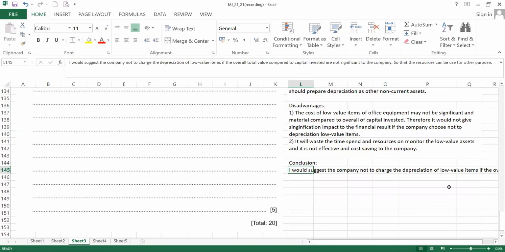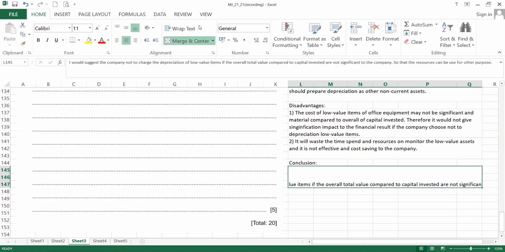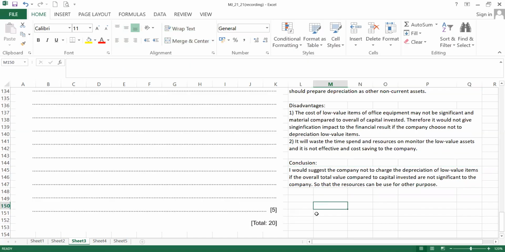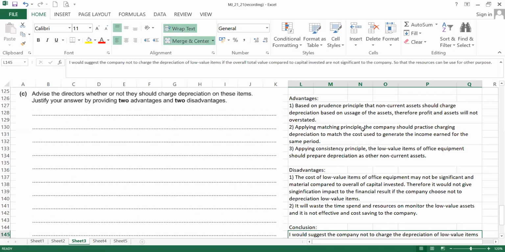This is what most companies are doing in big organizations. What we do is we normally charge it as an expense rather than monitor it under non-current assets. So this is a common practice in big organizations. So now let's move on.